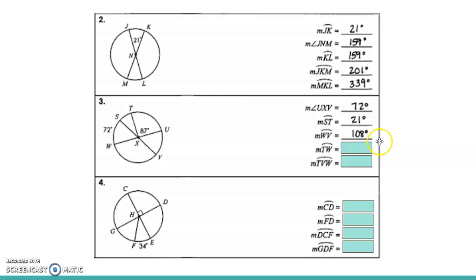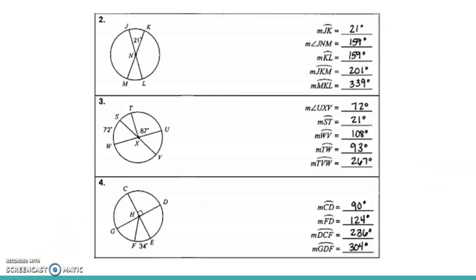Looking at T to W, that arc, I'll add 72 to 21 to find 93 degrees. And then the last one, TVW. So I'm going to add 3 different angles, my 87, my 72, and then my 108, and find that that arc measure is 267 degrees.